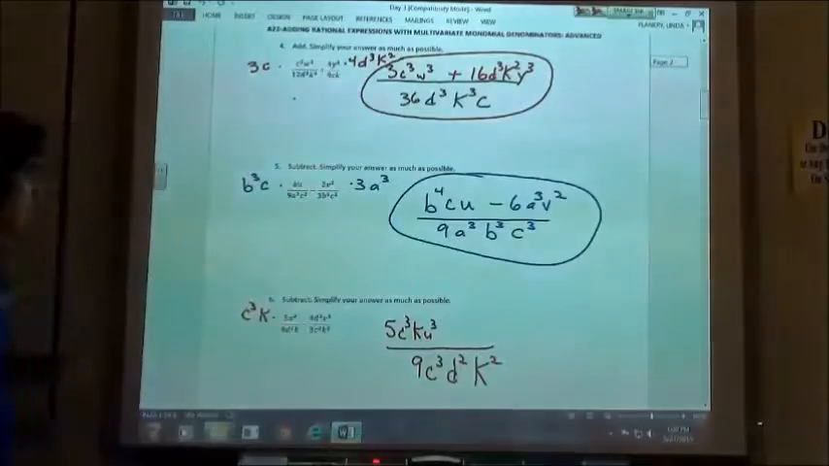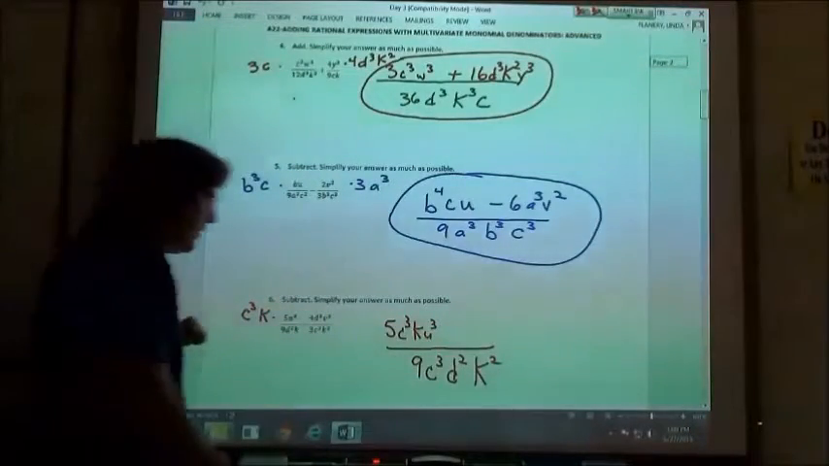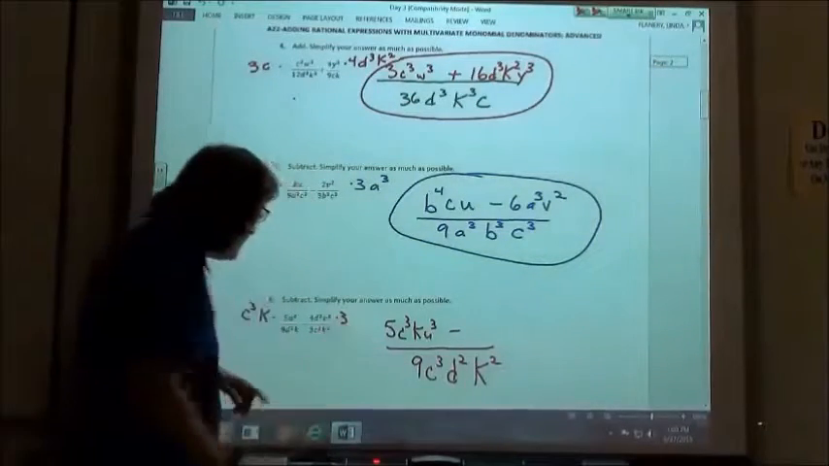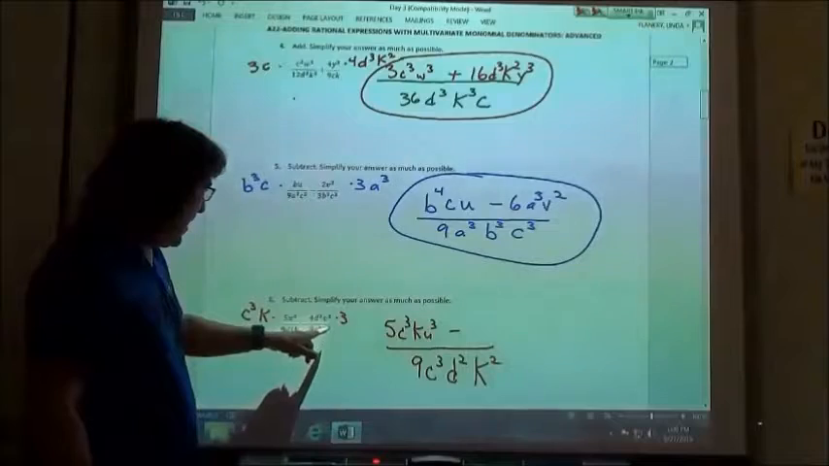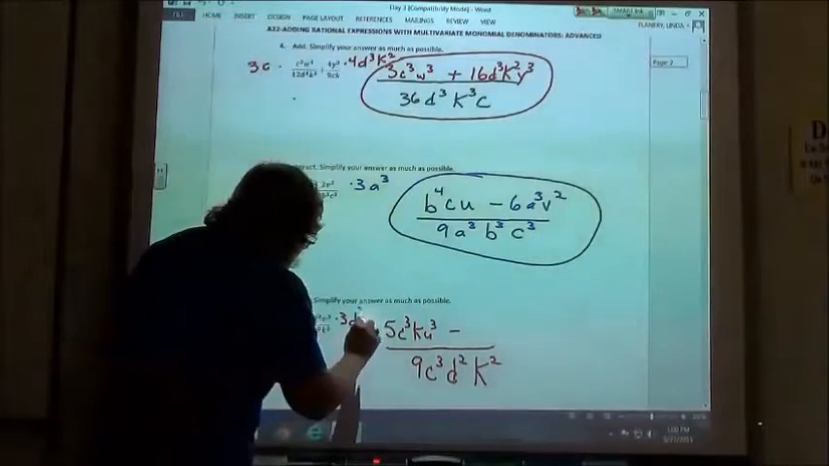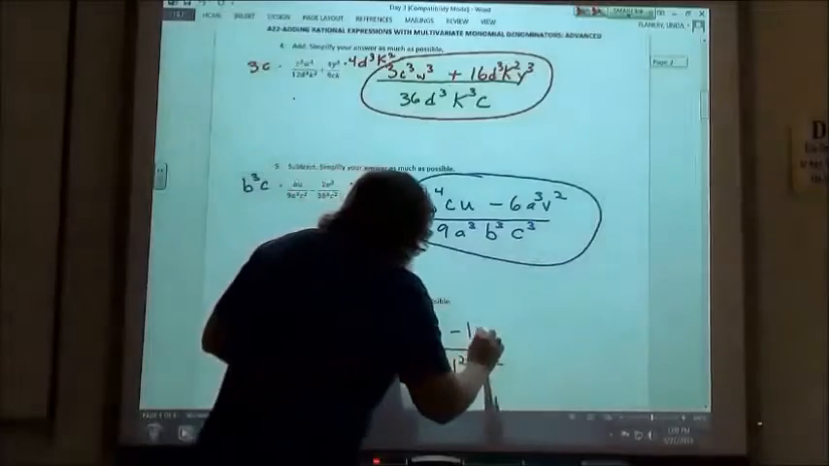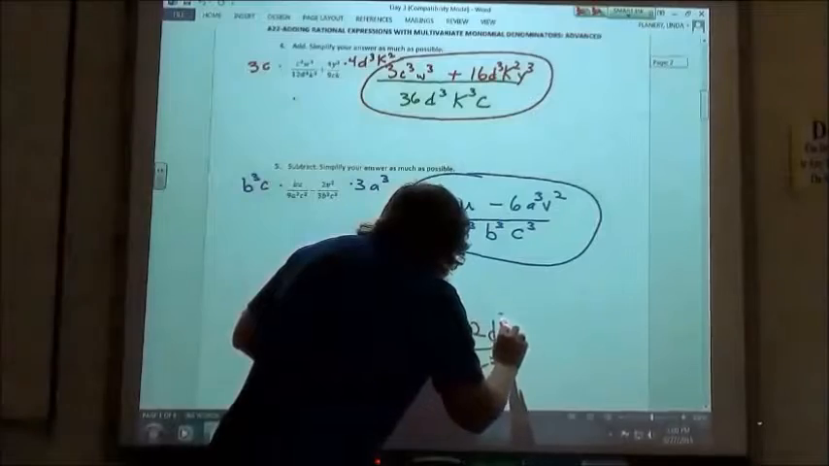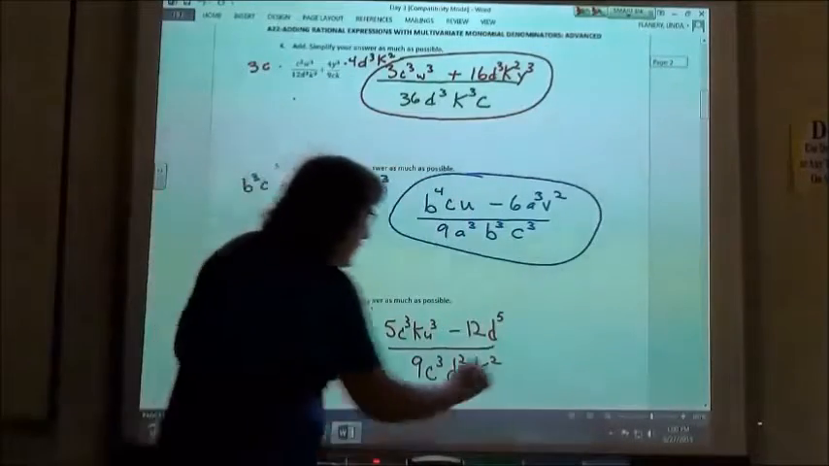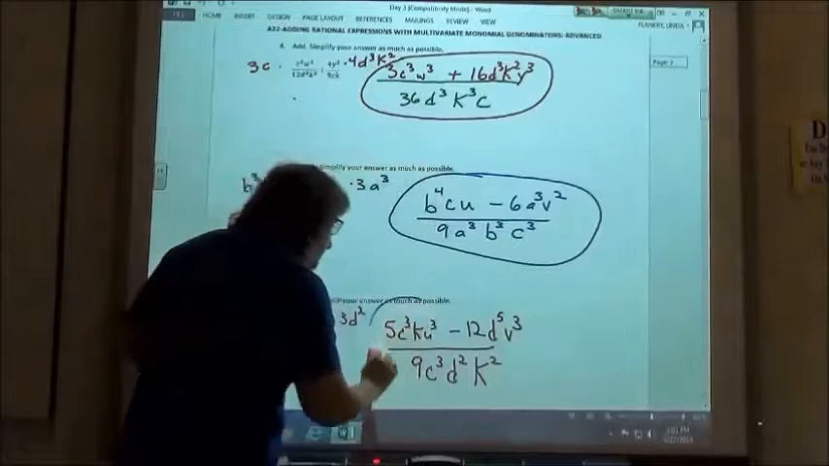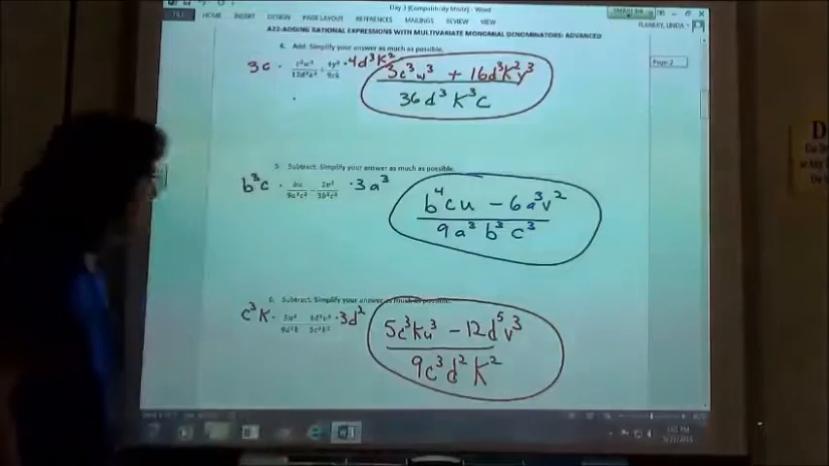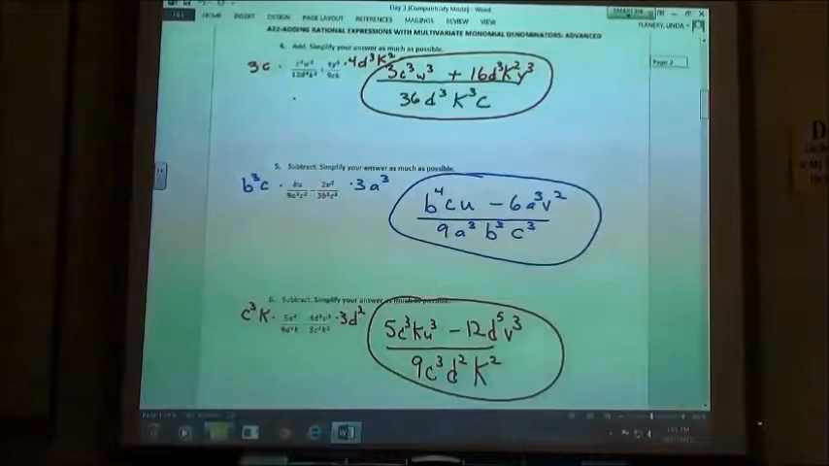And again, if you put your variables in a different order, that's fine. Minus, on the other part, 3 goes into 9 3 times. I've got the c to the third and the k squared, but I need the d squared. So 4 times 3 is going to give me 12. I'm going to have a d to the third times a d squared, which is d to the fifth. And then I've got a v to the third. So 5c to the third, k u to the third, minus 12d to the fifth v cubed over 9c to the third d squared, k squared.